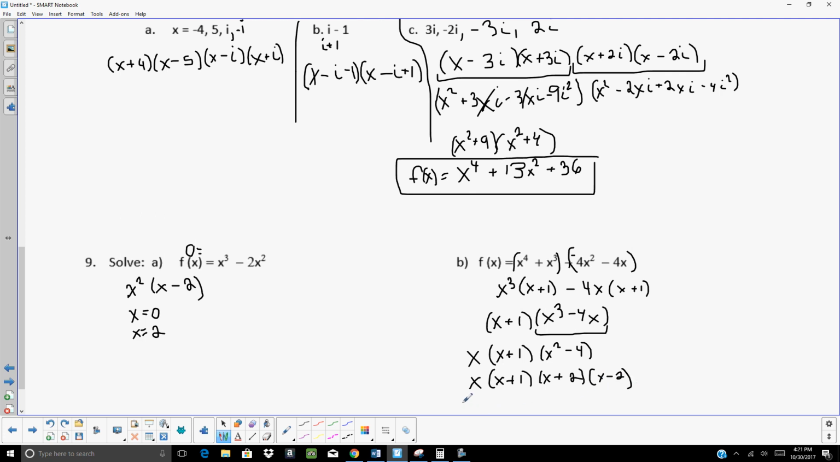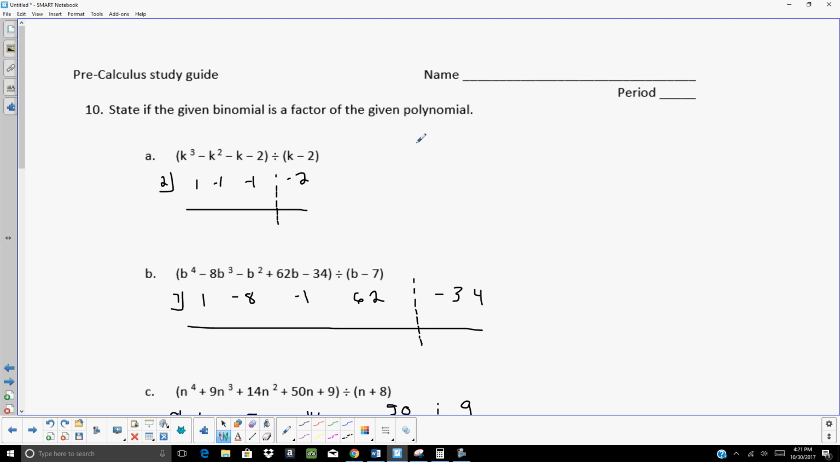So my zeros are x equals 0, negative 1, negative 2, and positive 2. And that makes sense that I should have 4 of them, since my highest degree was 4. All right, so we want to state if the given binomial is a factor. Well, if the remainder is 0, it is a factor. Let me say that again. If the remainder is 0, it is a factor.